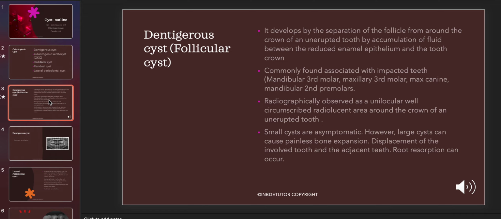Small cysts are asymptomatic, however, large cysts can cause painless bone expansion. Again, guys, small cysts are asymptomatic, large cysts are also asymptomatic, but they can be associated with the bone expansion as well. Displacement of the involved tooth and the adjacent teeth can be seen with dentigerous cyst or the follicular cyst. Root resorption can also occur.